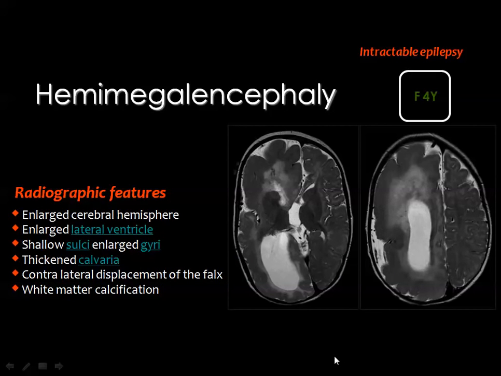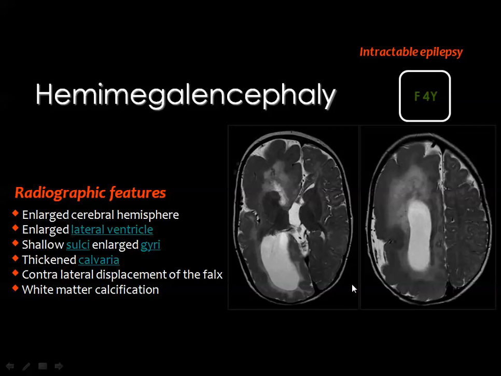Then this is an MRI of a case of hemimegalencephaly on the right side. And you can see that the right cerebral hemisphere is large compared to the left one. The ventricle is large compared to the left one. The frontal horn is straightened compared to the left one. And the cortical gyri and sulci, the gyri are thick and broad. Look at this gyrus, for example. Look at the normal sulci and gyri on the left side.